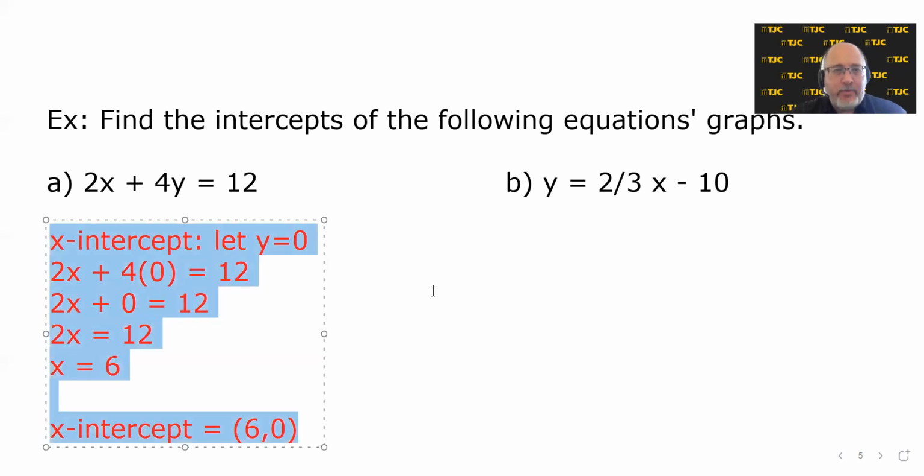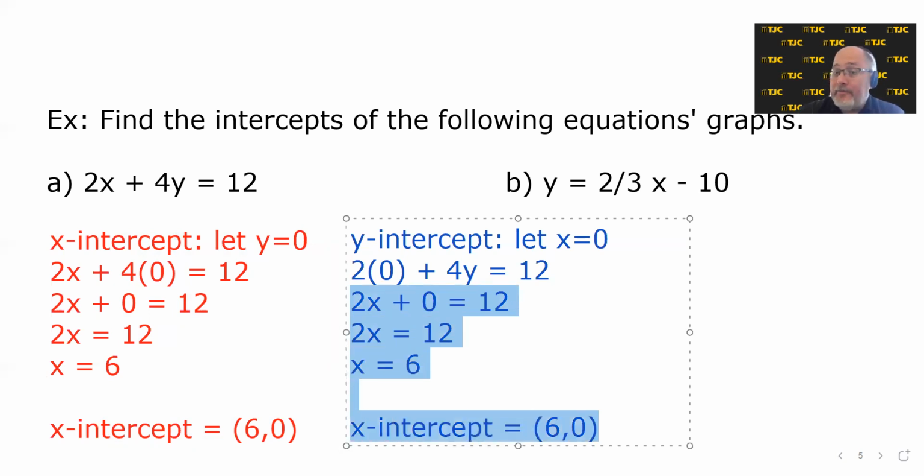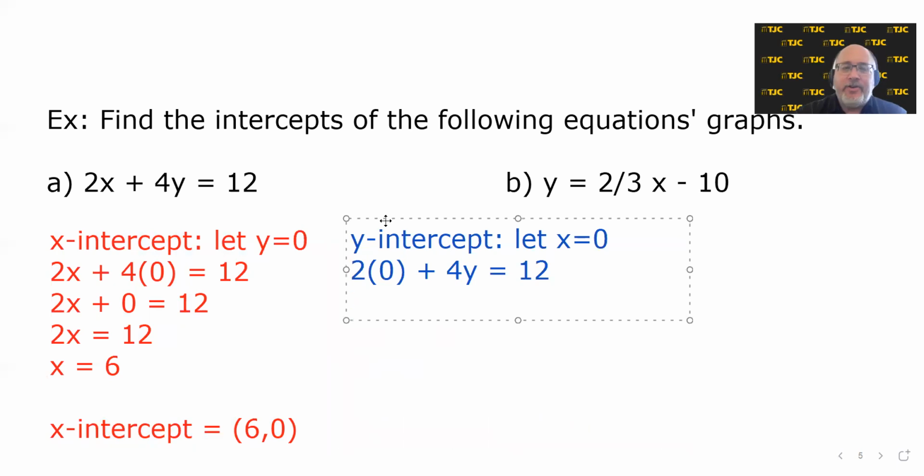Well, for the y-intercept, we'd pretty much do the same thing. Let's make this one blue. Why not? So for the y-intercept, you start by letting x equal 0. If I let x equal 0 in the equation, I'll have 2 times 0 plus 4y equals 12. It's kind of in the way right now. The equation becomes 2 times 0 plus 4y equals 12.